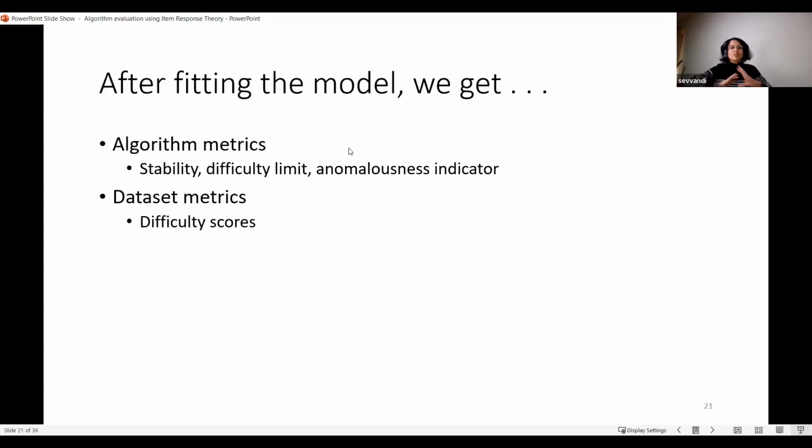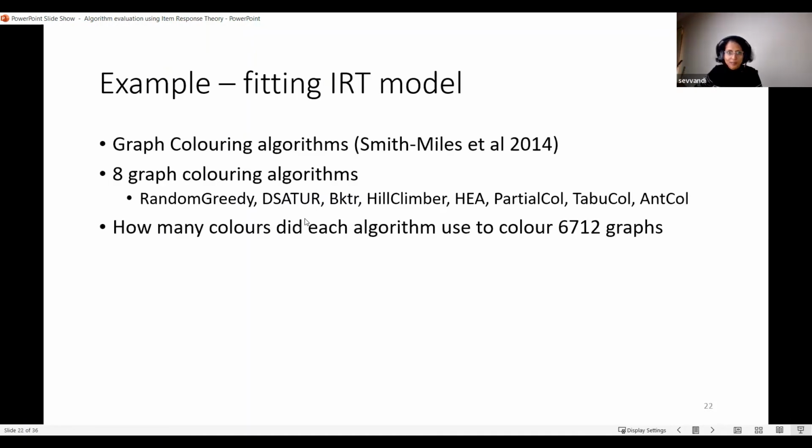So from this matrix where you have these performances, we fit the model, and then we get algorithm metrics. We get the stability, and then we get the difficulty limit and the anomalous indicator. And then we get dataset metrics as well. We get all the difficulty scores of the datasets. That's what we get after we fit it.